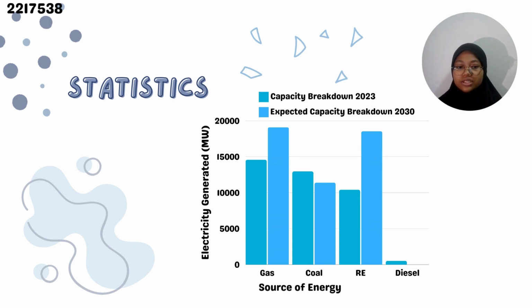Next, for renewable electricity, it shows a very drastic increase, from 10,000 megawatt to 20,000 megawatt as it reaches the year 2030. Lastly, for diesel, as of 2023, it generated around 522 megawatt and is expected to not be used anymore in 2030.